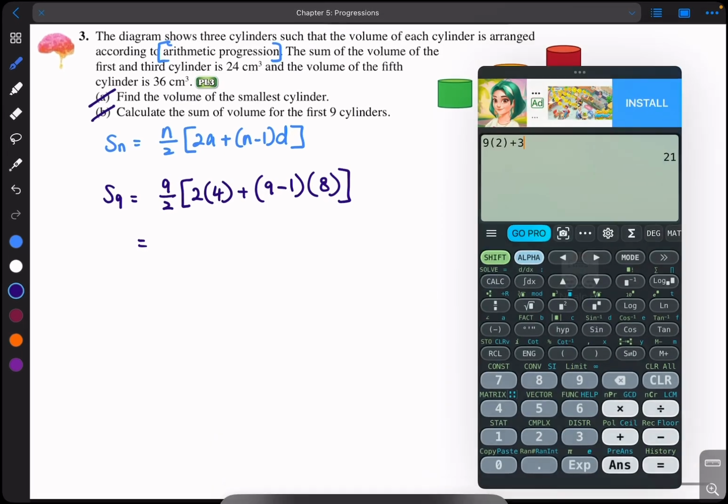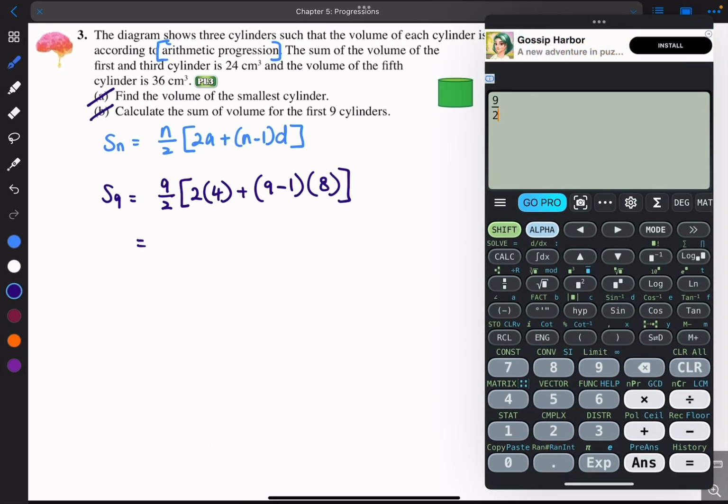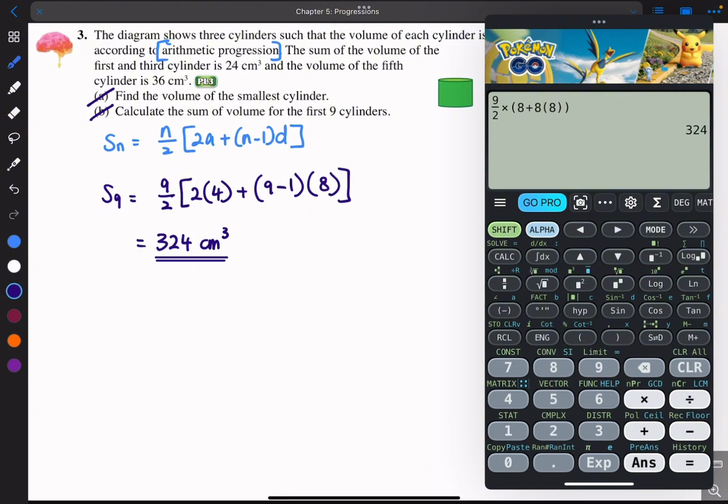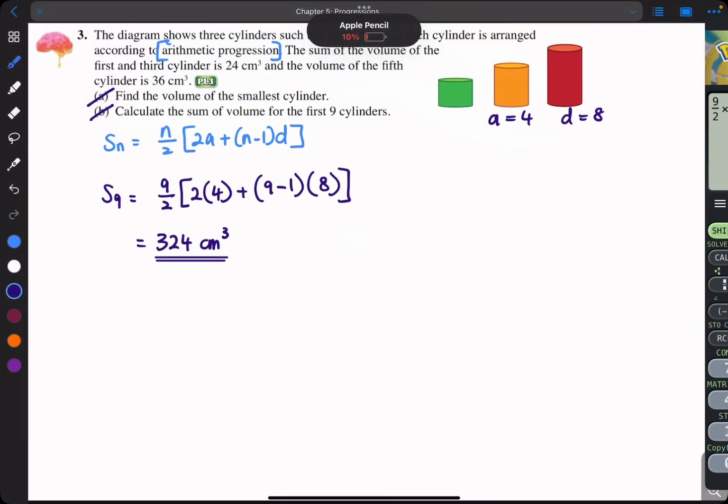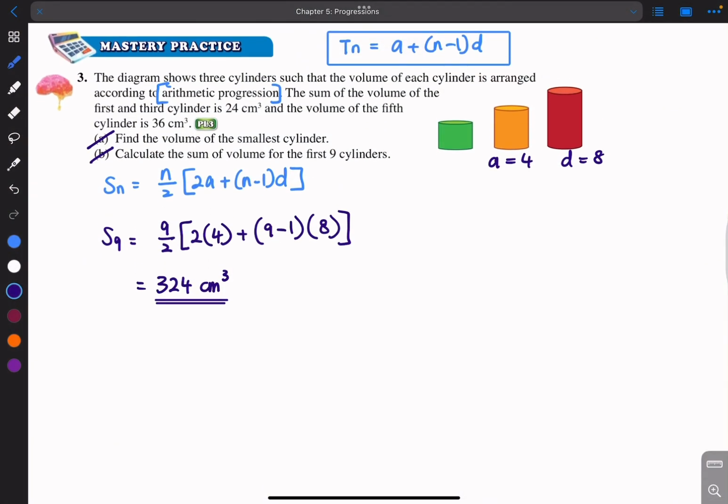So we have 9 over 2, 2 times 4 is 8, times 8 plus 8 times 8. We get 324 cm cube. This will be the sum of the first 9 cylinders. Done. That's it.